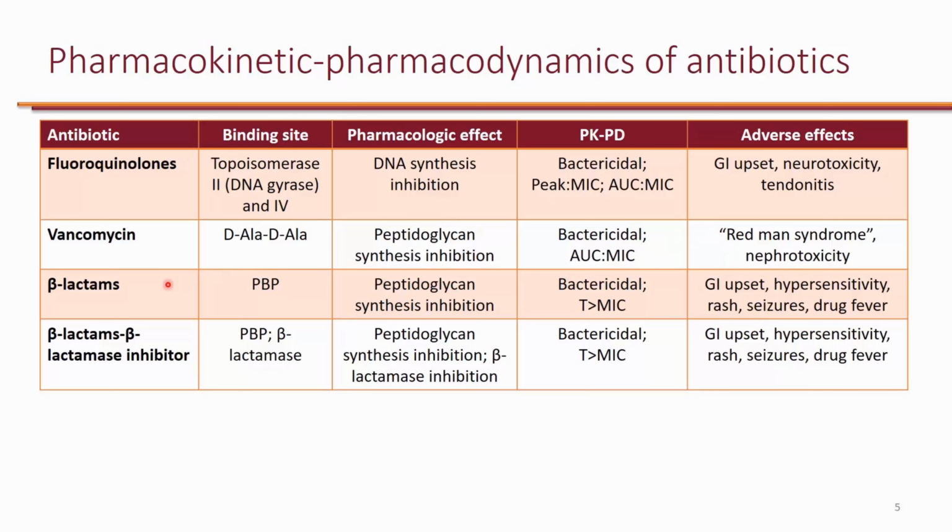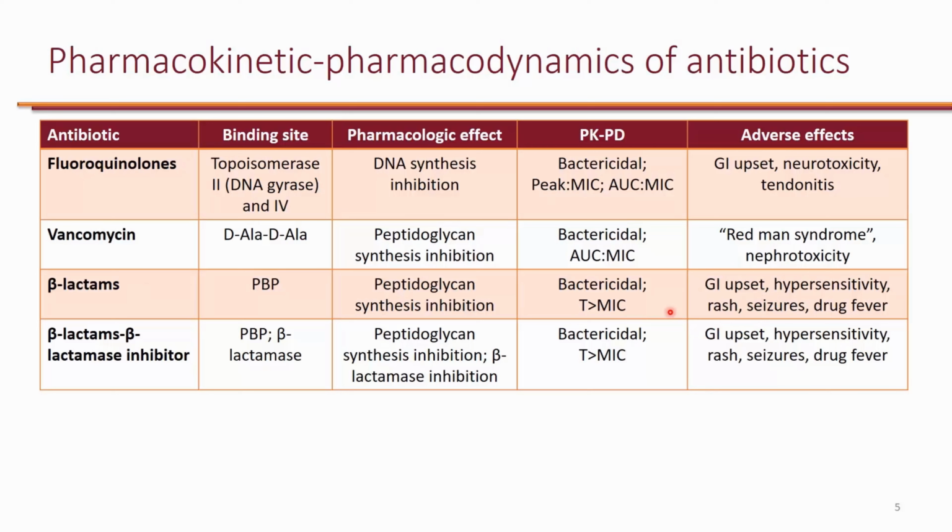Beta-lactams, such as penicillins, cephalosporins, carbapenems, and aztreonam, are available, most of them as IV, but many penicillins and cephalosporins are also available as PO. Carbapenems and aztreonam are strictly available as IV with no PO formulation available.